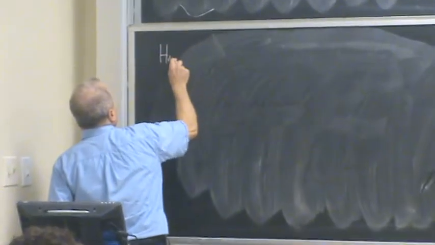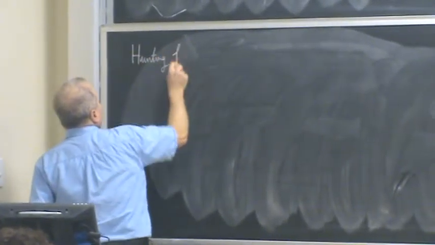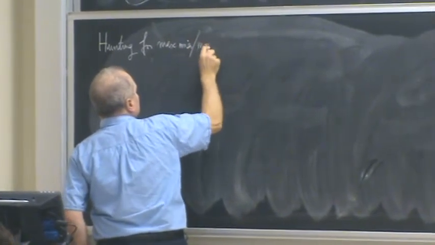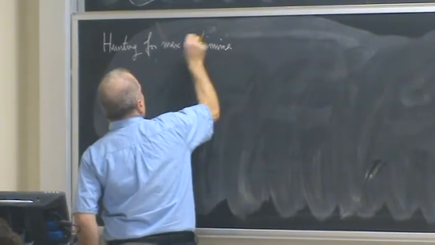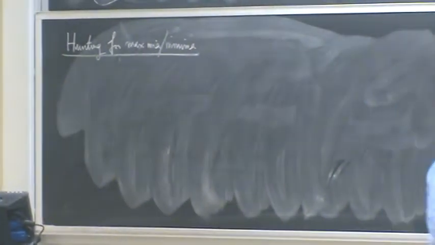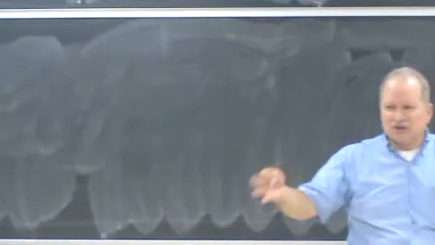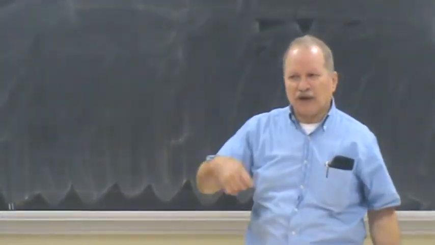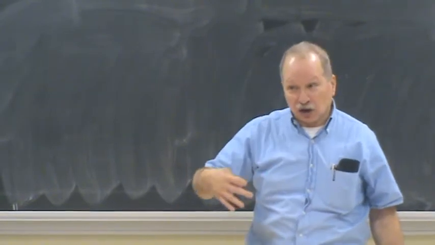So, hunting for maxima and minima. We have a theorem that says if you have a continuous function on a compact set, you're guaranteed that it has both a global maximum and a global minimum.